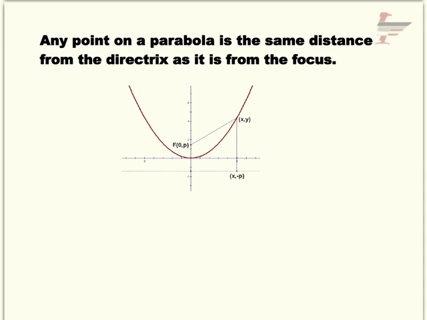So that is the definition of a parabola. Any point on a parabola is the same distance from the directrix line as it is from the focus point. Again, here's your focus point, and here's your directrix line. Take any point on the parabola, and they just have this point highlighted, and this distance to the focus point and to the directrix line should be the same amount of units.